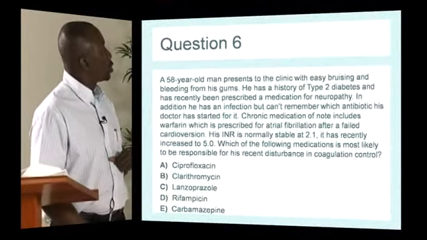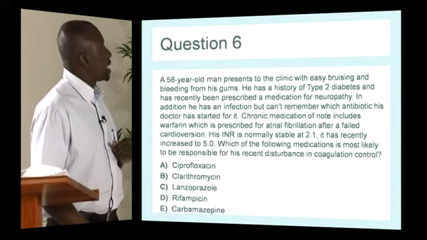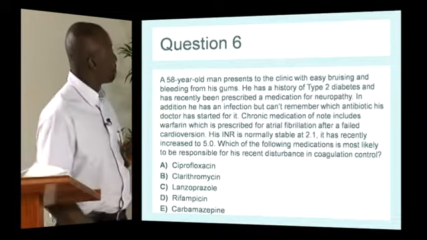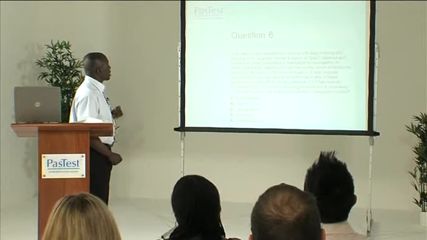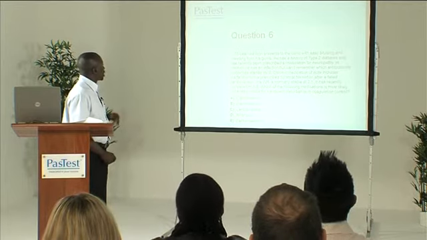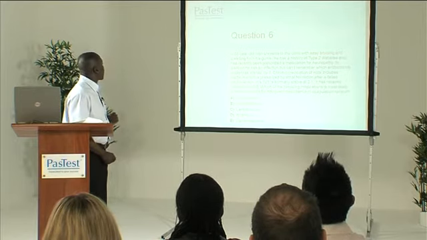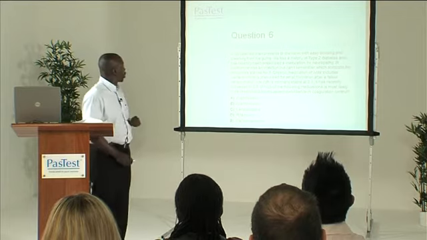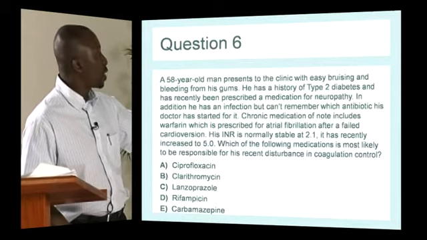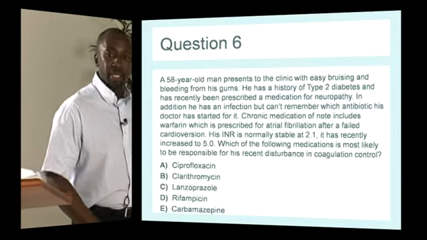Here we have a 58-year-old man who presents to clinic with easy bruising and bleeding from his gums. He has a history of diabetes and has recently been prescribed medication for neuropathy. In addition, he has an infection, but he can't remember which antibiotic his doctor has recently started. Chronic medication include warfarin for his atrial fibrillation because he failed to cardiovert. His INR is normally stabilized at around 2.1, but recently it has increased to 5.0. Which of the following medications is most likely to be responsible for the recent disturbance in coagulation?